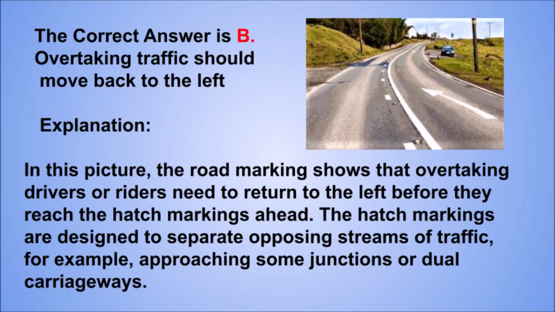Explanation: in this picture, the road marking shows that overtaking drivers or riders need to return to the left before they reach the hatch markings ahead. The hatch markings are designed to separate opposing streams of traffic, for example, approaching some junctions or dual carriageways.